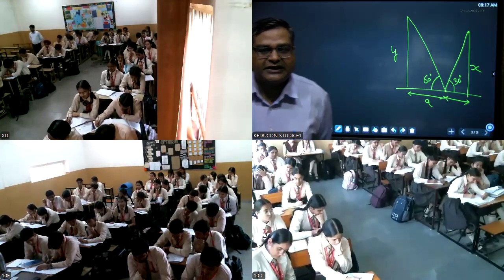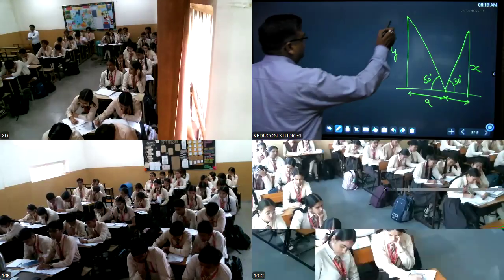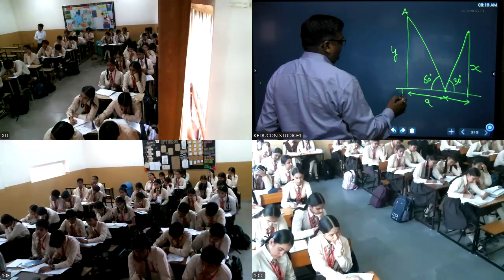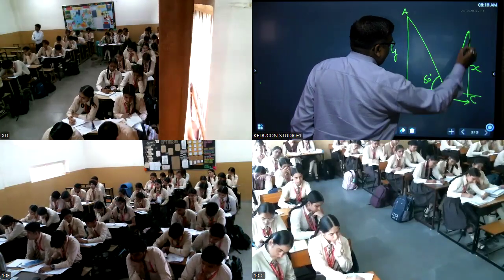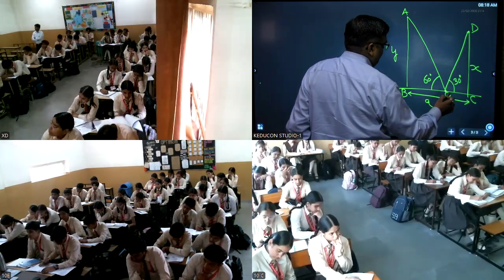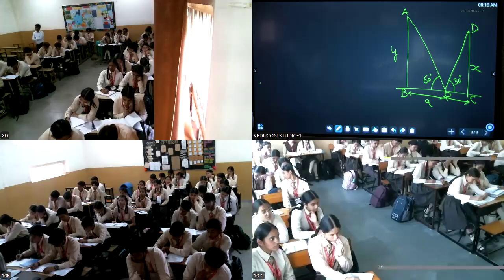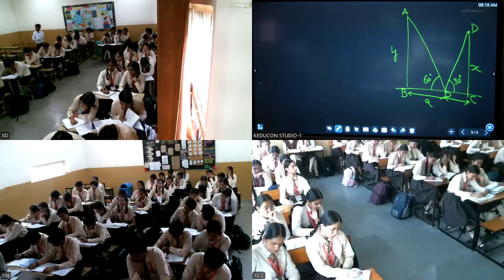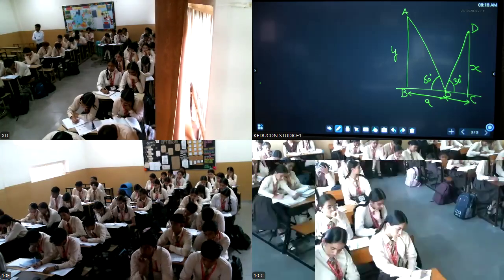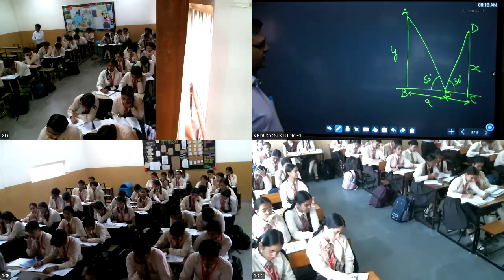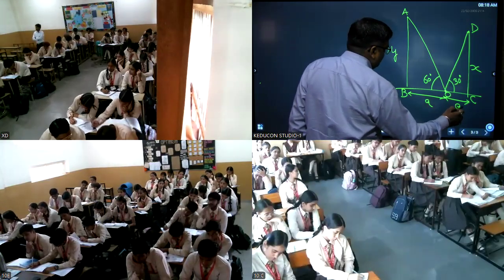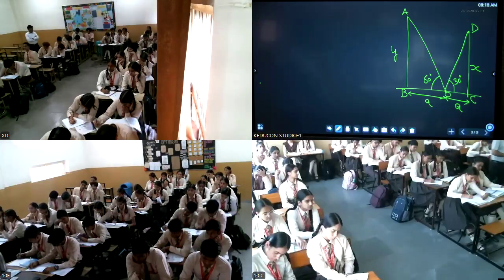Apply tan in both the triangles. Let's say this is A, B, C, and this is O, right? So apply the concept of tan theta in both the triangles as perpendicular and base are given. So these two are both equal. So O is the midpoint of BC.